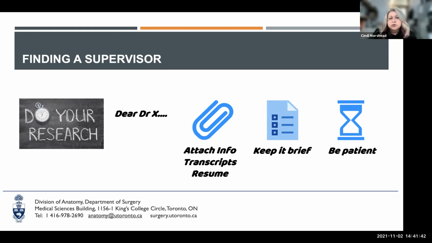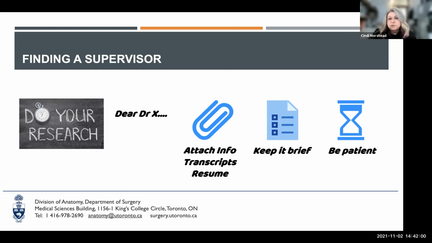It's not "dear sir, madam," it's "dear Dr. X," whoever it is that you're reaching out to. You want to make sure that they have the information they need to know whether this is something that they're interested in chatting with you about. So you want to make sure you attach your transcripts and your resume.